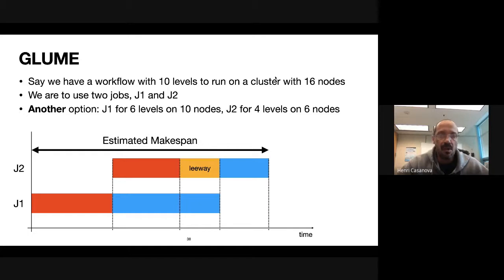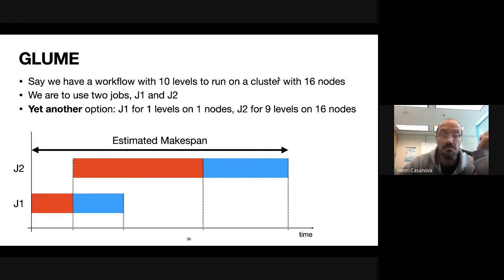Here's another one. 6 levels on 10 nodes and 4 levels on 6 nodes. Of course, here I'm just drawing it in PowerPoint, right? And so here's another estimate of the makespan. In this case, for instance, the wait time of the second job is lower, and so we need to idle a little bit in that Zhang-like leeway yellow area before we can run the tasks of the second job. And here's another one, and so on, right?